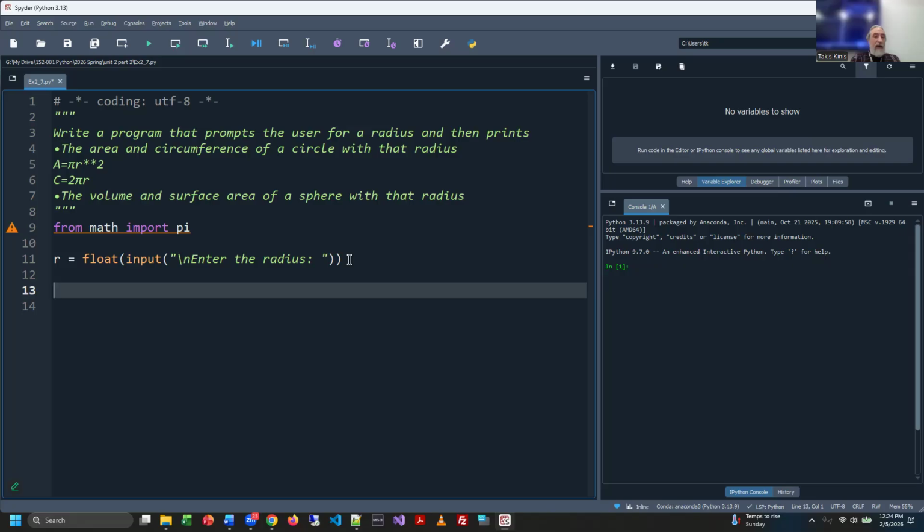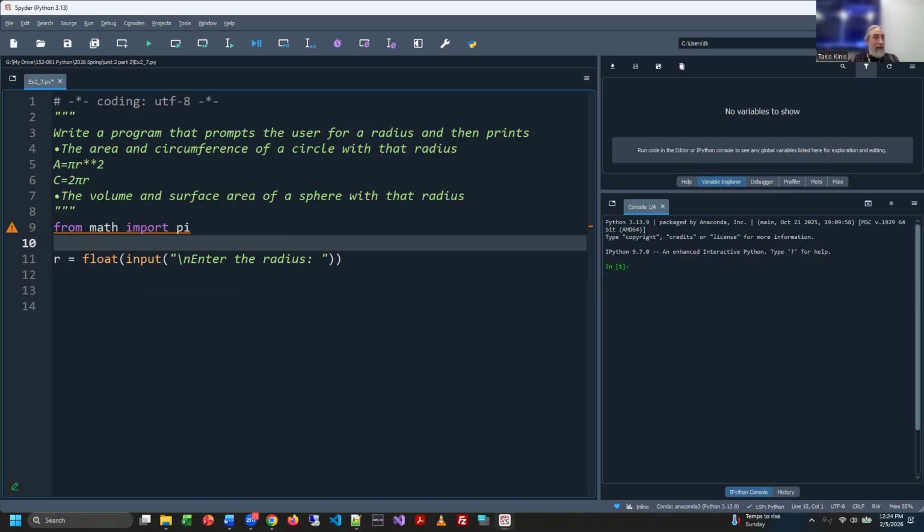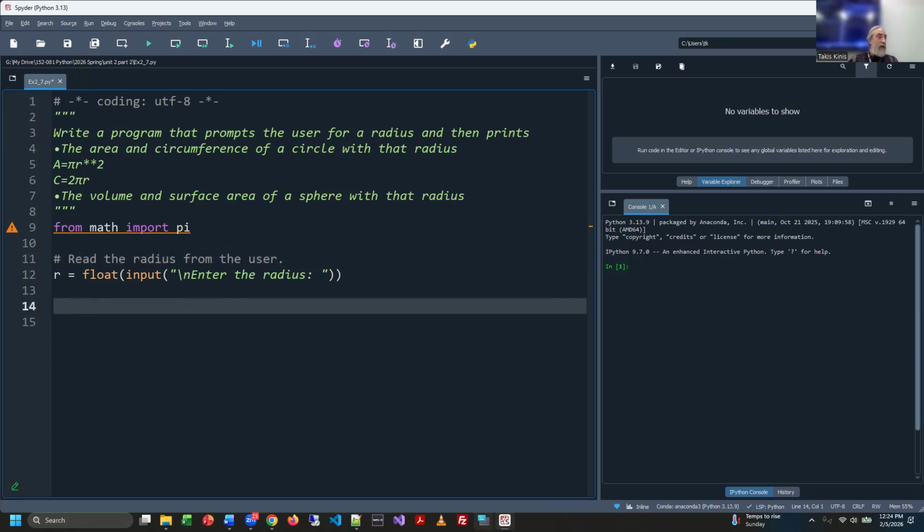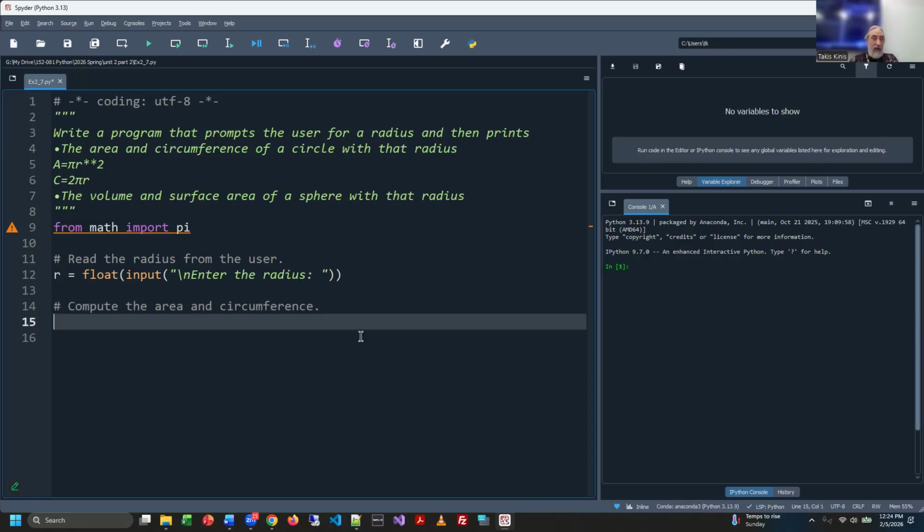So, all right. If you want to label this, by the way, I know some people are into that. This is what I had last time: read the radius from the user. Then the next step is to compute these formulas that we captured up here and turn them into code, right? So I'm going to say here, and I apologize, I'm copying from the other screen, we're going to do the computations.